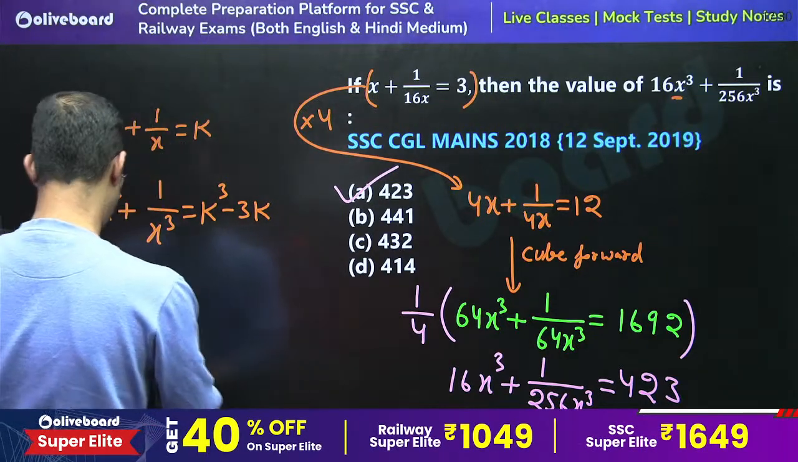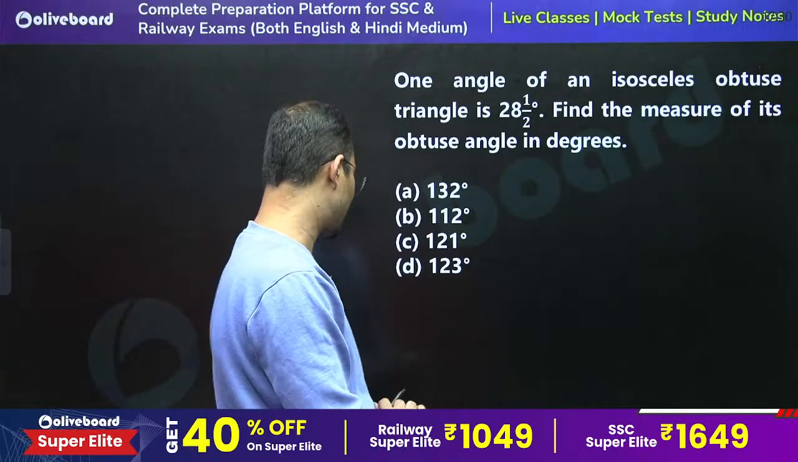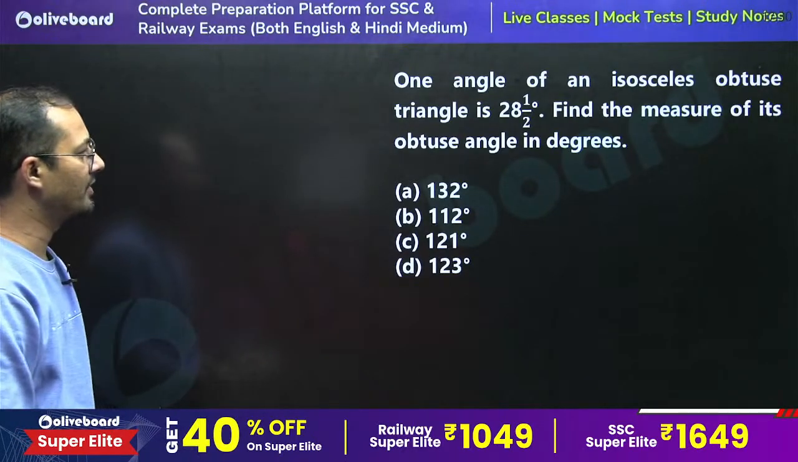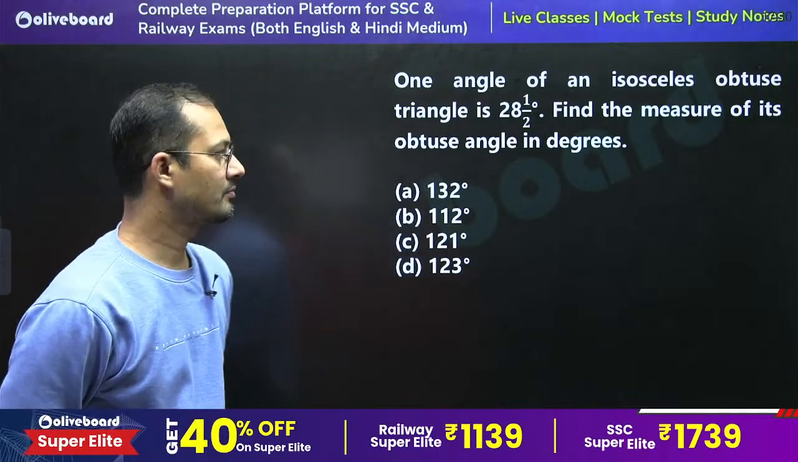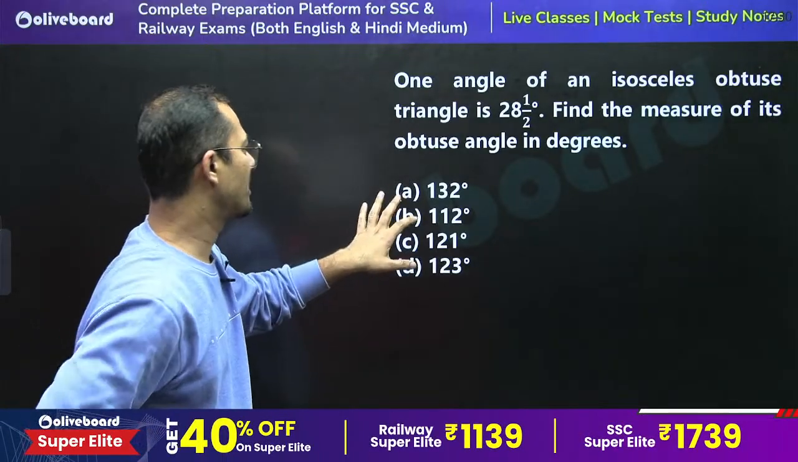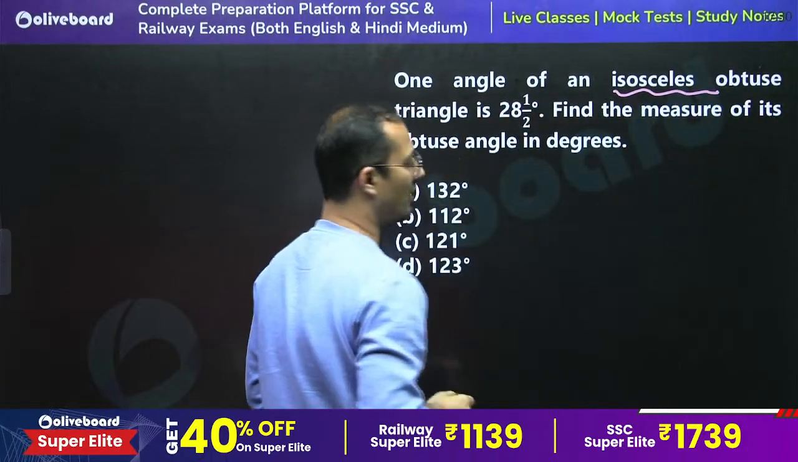Now moving forward, tell me what is the answer of this question. Everyone, please tell me what is the answer for this question. See, very easy question. One angle of an isosceles obtuse triangle.